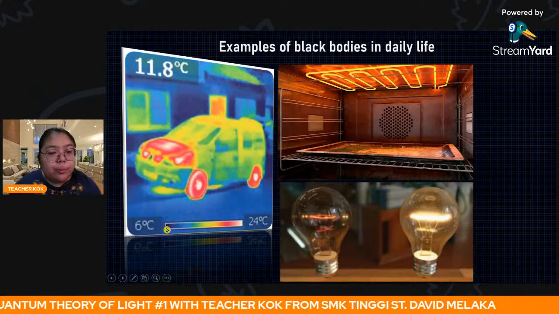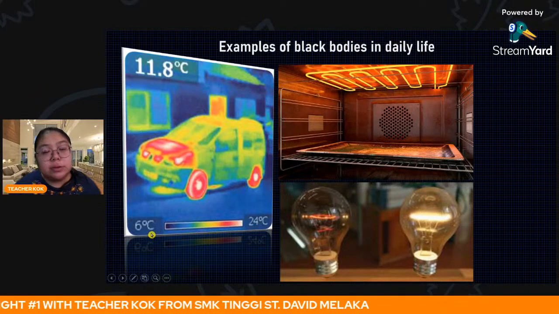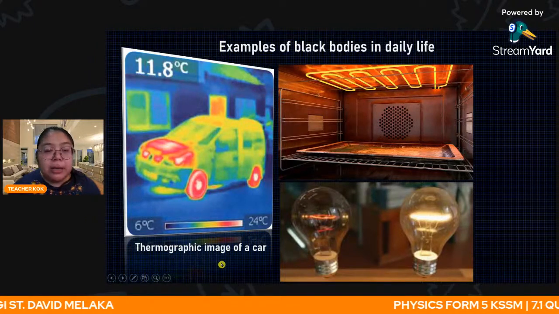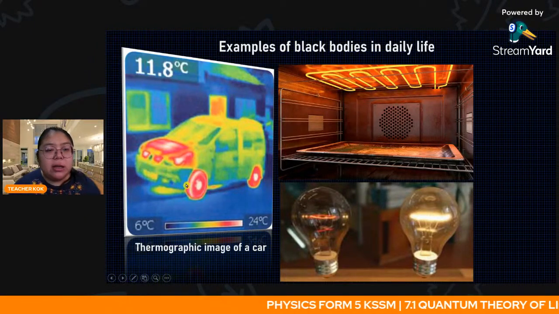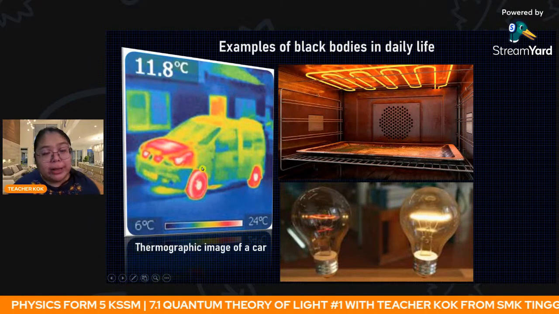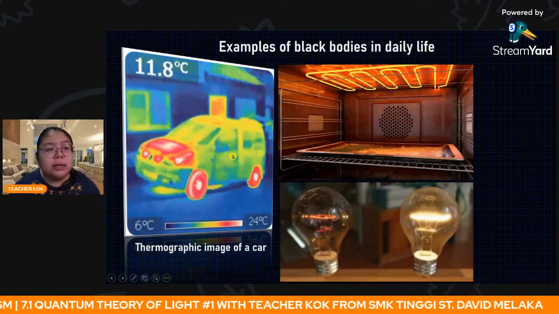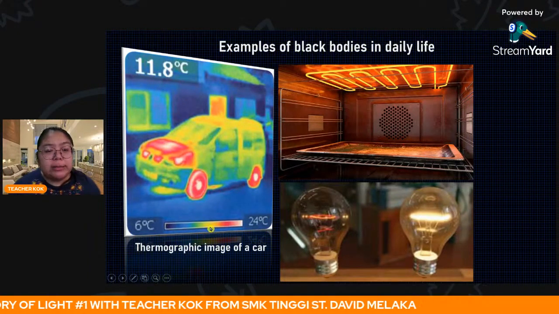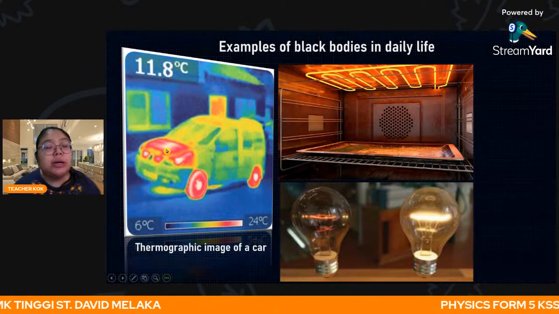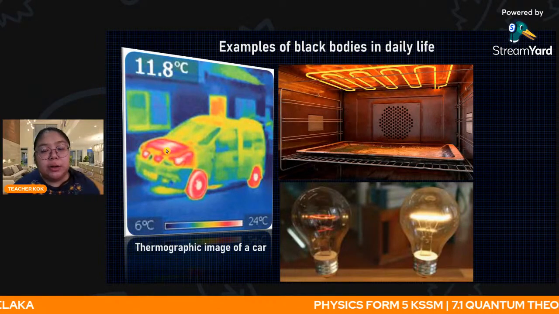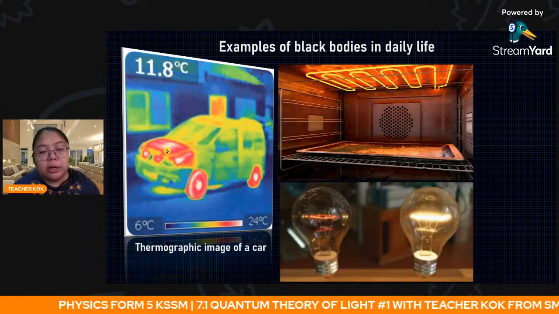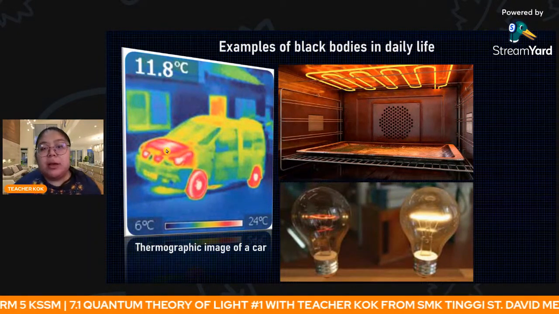Then you see the blue color at the bottom, only 6 degrees Celsius. This diagram is a thermographic image of the car. You can find that the tire, maybe after a long journey, becomes hot, so it becomes red. The body also has a little bit higher temperature, so it is shown as yellow. The red color, when it is emitted, is surely the highest temperature. So you must remember the black body absorbed and the black body emitted, and what the colors represent.